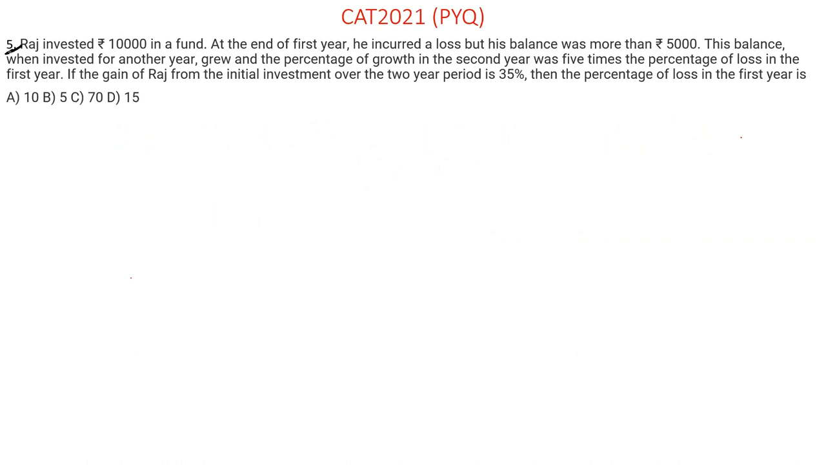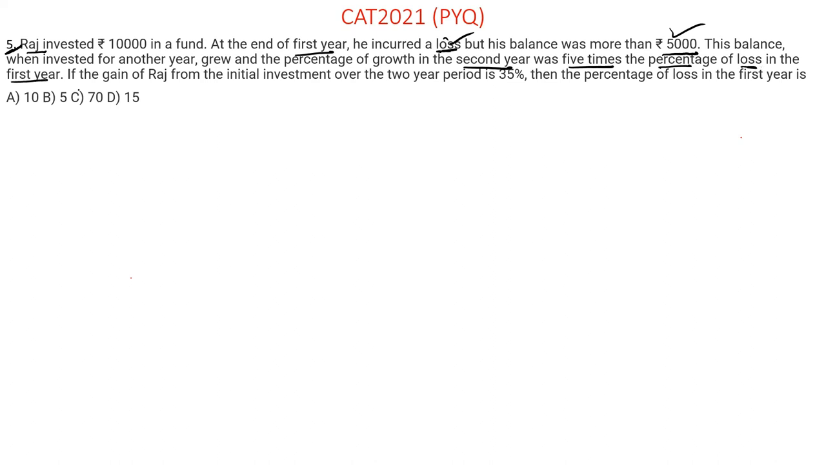So let's read. First question: Raj invested 10,000 in a fund. At the end of the first year, he incurred a loss, but his balance was more than 5,000. Even after the loss, the balance was more than 5,000. This balance, when invested for another year, grew, and the percentage of growth in the second year was 5 times the percentage of loss in the first year.